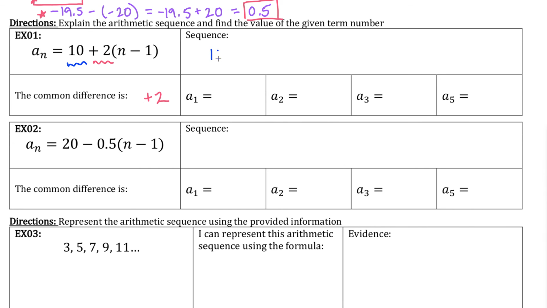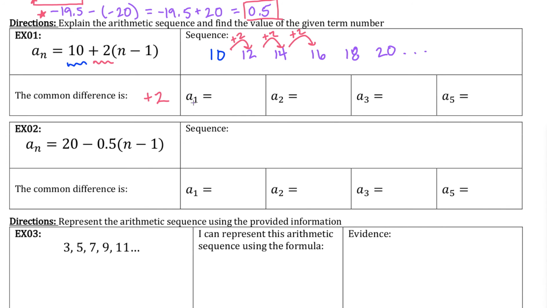So we start off with 10, and then we add 2, and then we add 2, and then we add 2, and so on and so forth. So we get 12, 14, 16, we keep going, 18, 20, and then you can put dot, dot, dot. Just put like 4 or 5 of them.